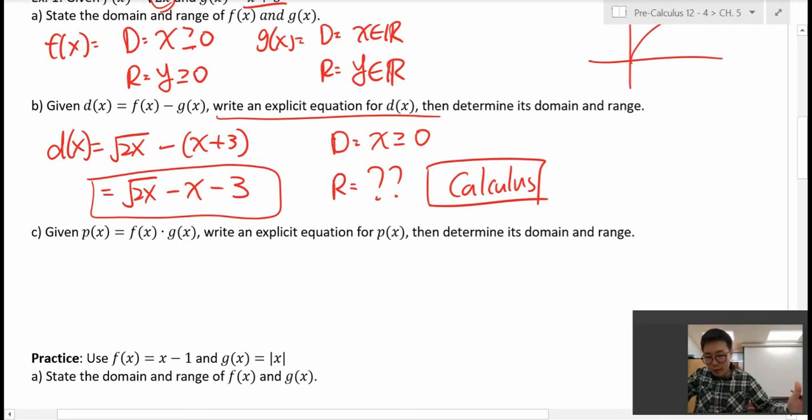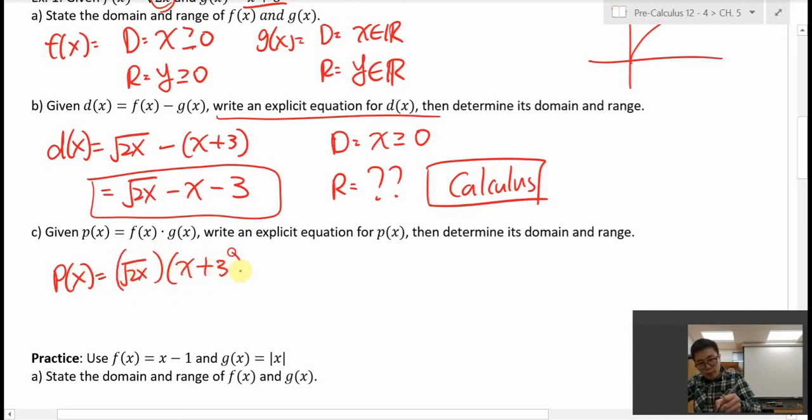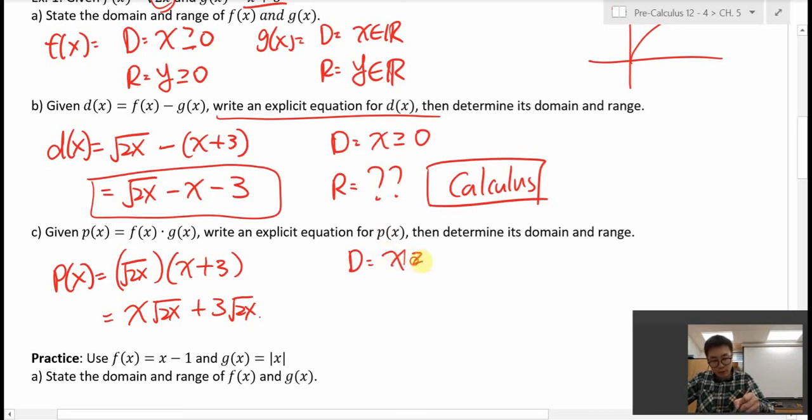Okay, so the product f times g. The product p of x is equal to f, which is root 2x, times g, which is x plus 3. If you expand this, you get x times root 2x plus 3 times root 2x. Okay, and then we're looking for domain and range. So domain, same thing. You take the more restricted ones, since both terms have root 2x, so definitely x has to be bigger than or equal to 0.